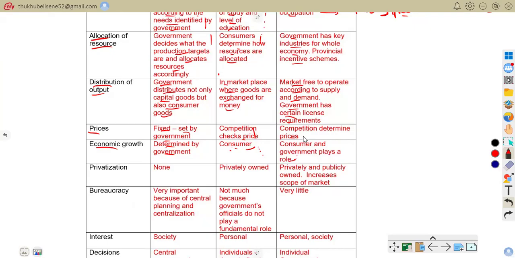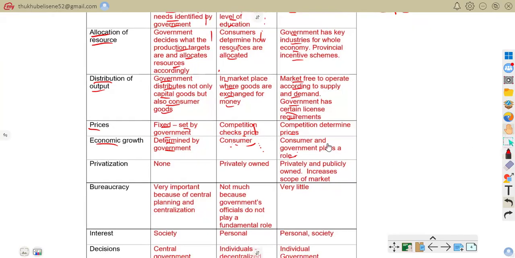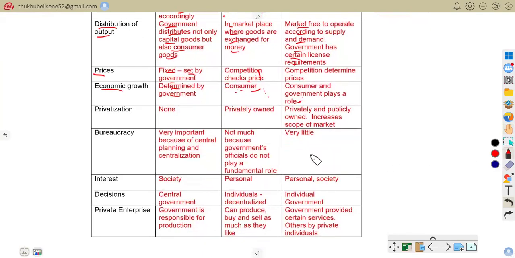So there we are saying it's mainly market, but government may control some. So that is that. Now let us move on to privatization. On privatization, under government, that is none. No private ownership, we know very well.